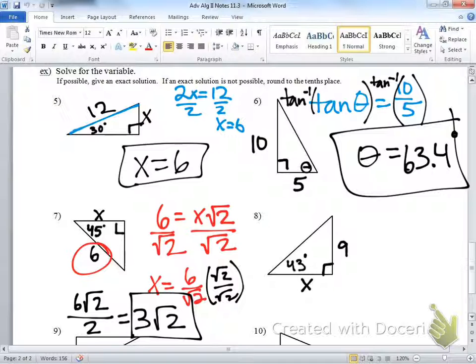Number 8. Special or not so special? Not special. So now I just have to use my basic trig functions. What should I do? Opposite over adjacent is TOA, tan. So tan 43 degrees. You know I'm slightly dyslexic. It's nothing new. 43 degrees equals 9 over x. So 9 divided by tangent of 43. X equals 9.7.